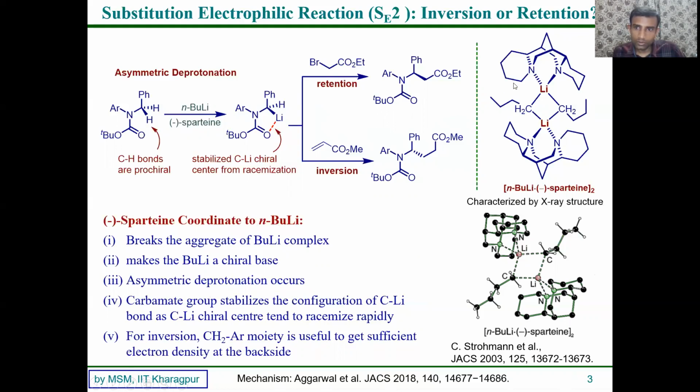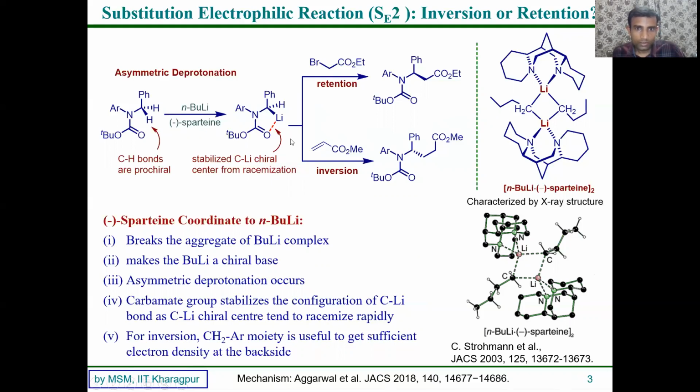Let's say this carbonyl coordinates here, and you make the monomer, and this part will be deprotonating one of these prochiral protons selectively. For this case, it deprotonates this top proton. The carbamate group here is important because it stabilizes this chiral carbon center. Otherwise it would undergo rapid racemization.